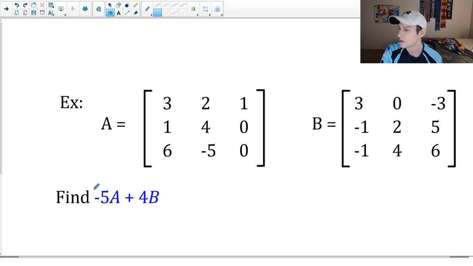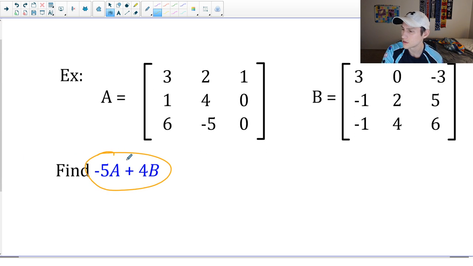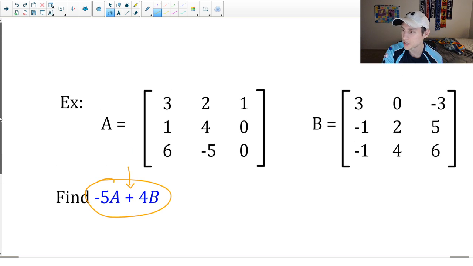Okay, find negative 5A plus 4B. All right, so I want to find this expression. I know what A is, I know what B is. So hold on, it wants me to add these together. Before I do that, I want to make sure that these are the same dimension. So 3 rows, 3 columns, that's a 3 by 3. 3 rows, 3 columns, this is also a 3 by 3.